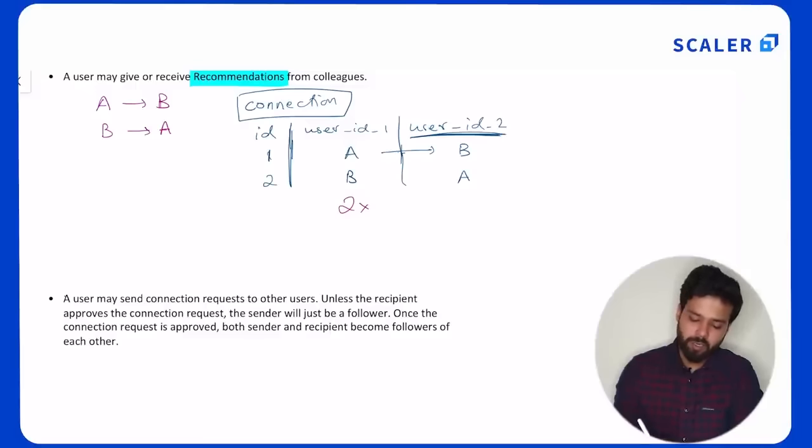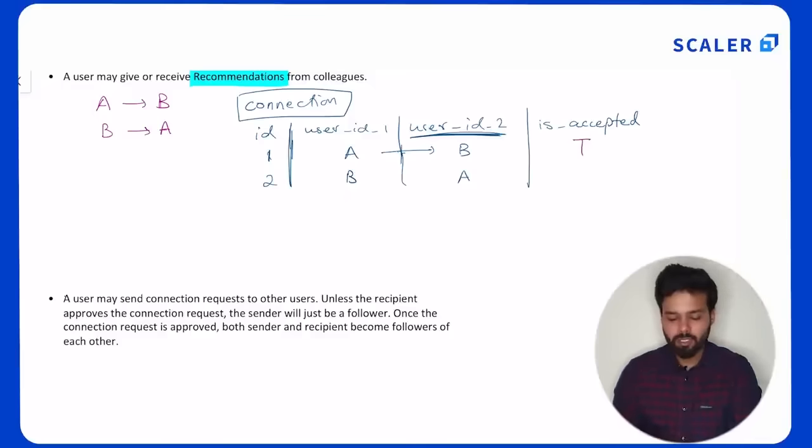So to optimize on space, what I can do is have one Boolean column called is accepted. Now if A and B are a connection, not a follower, that means that A sent a request to B and B accepted that particular request, I can keep the accepted flag as true, otherwise it will be false. Now if I want to find out all the followers of A, if accepted flag is true, then I'll query based on either user ID 1 should be equal to A or user ID 2 should be equal to A. If it is false, then only user ID 2 should be equal to A.